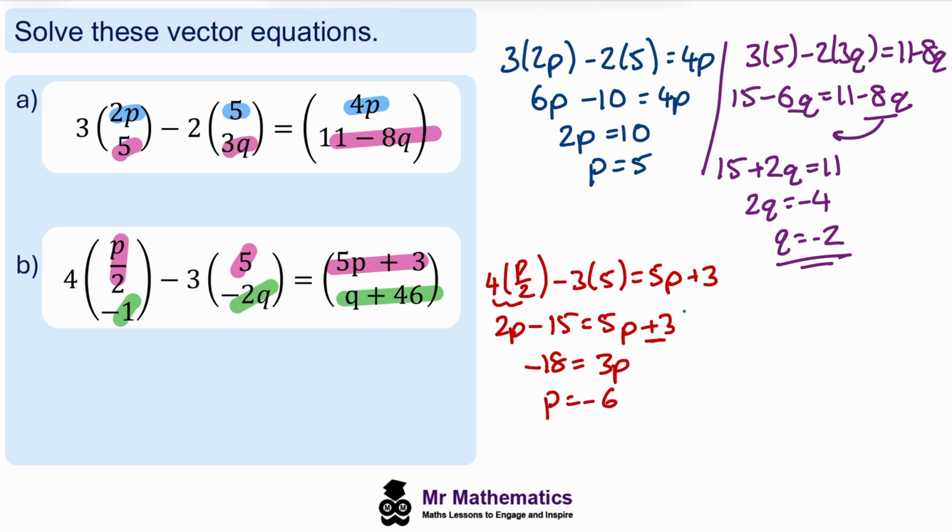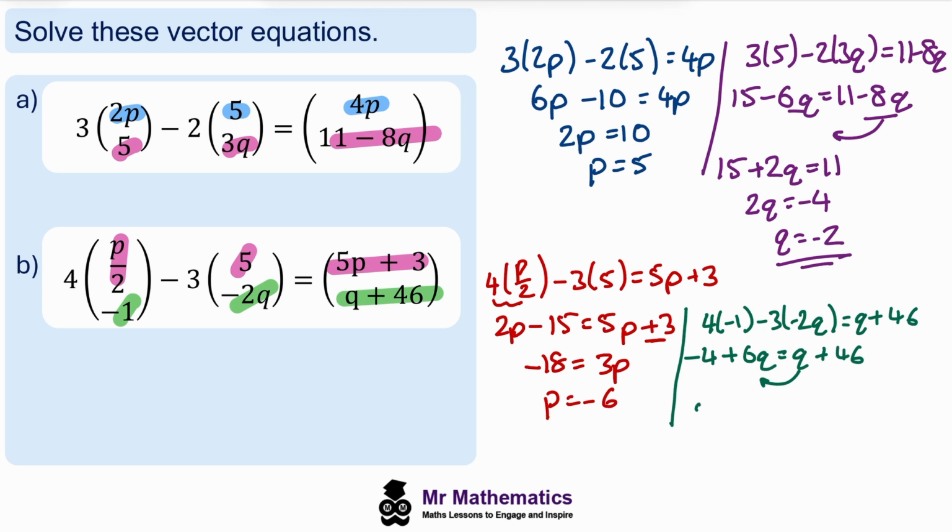And then for the vertical components, we've got 4 lots of negative 1 minus 3 lots of negative 2q will equal q plus 46. So minus 4 plus the 6q will equal q plus 46. I'll move these q's over to here, so we get 5 q's, and I'll add 4 to both sides, and that will equal 50. So q must equal 10.